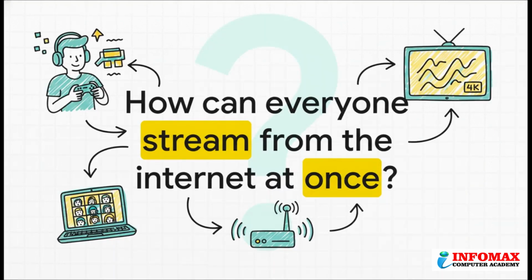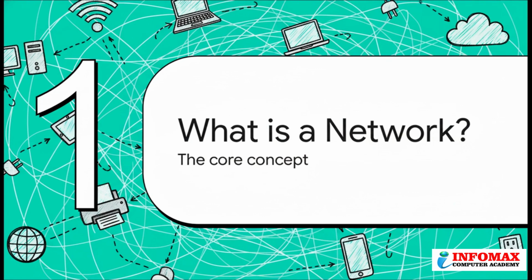Your phone is streaming music, your laptop's in a video call, and the smart TV is playing a 4K movie, all at once. How does all that data come through one single connection into your house? It really feels like magic, doesn't it? Well, I promise you, it's not magic, but it is pretty incredible. The secret behind all of this, the answer to that question, is a simple concept: the computer network.